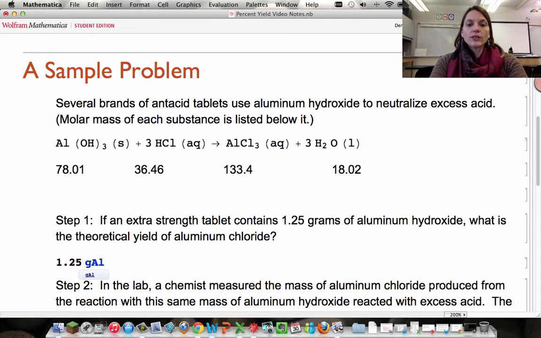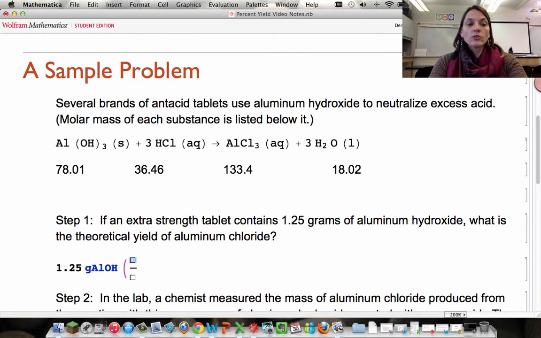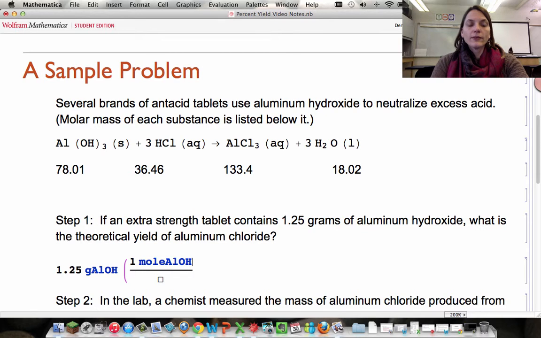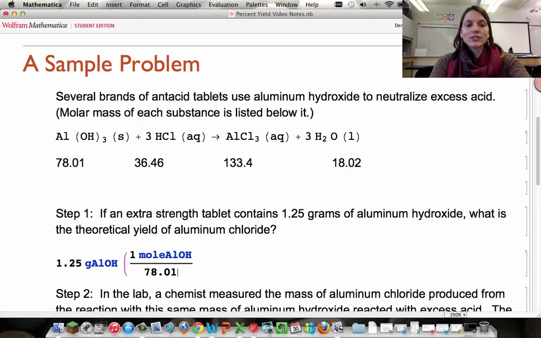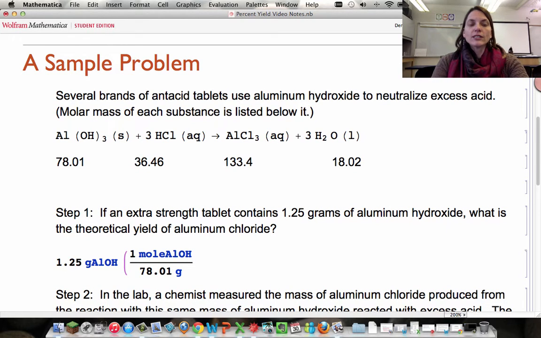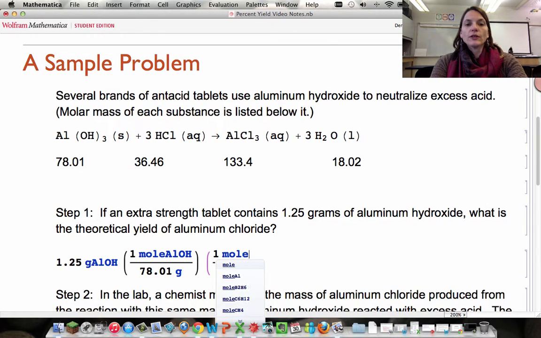Grams of aluminum hydroxide, I'm just going to abbreviate it Al(OH)3. Change that to moles. 1 mole Al(OH)3 for every, notice I put the molar masses in just to make it a little easier, the molar mass of aluminum hydroxide is 78.01 grams. Okay, we need the mole ratio because what we're trying to find out is the theoretical yield of aluminum chloride. It looks like a 1-to-1 mole ratio. I'm going to write it in here: 1 mole of aluminum chloride for every 1 mole of aluminum hydroxide.